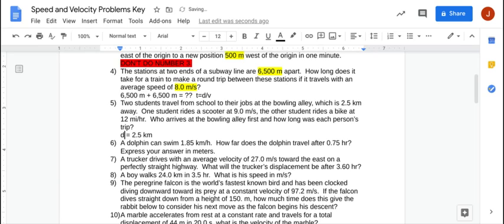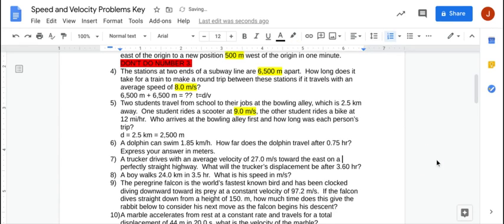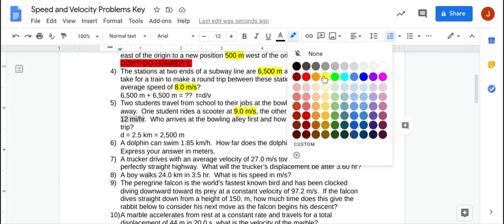I am going to change this value to meters. There are 1,000 meters in 1 kilometer. So you take 2.5 times 1,000. So you have 2,500 meters. One student rides a scooter at 9.0 meters per second. You don't have to do anything to that because he already has meters. But your other value, 12 miles per hour, you're going to have to do converting there.